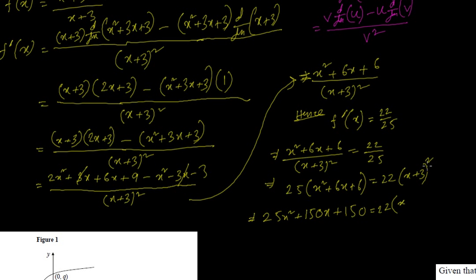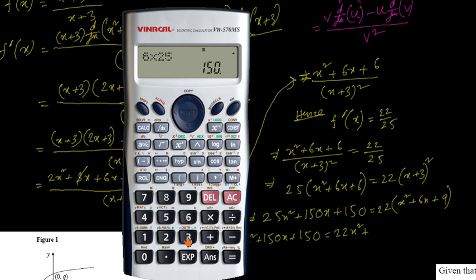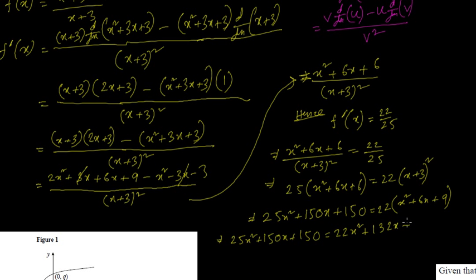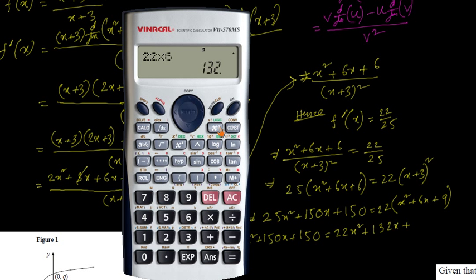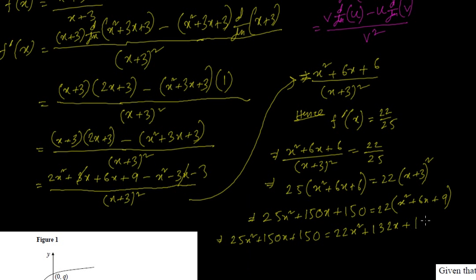So a plus b whole squared, x plus 3 whole squared, is x squared plus 6x plus 9. So this is going to be 25x squared plus 150x plus 150 equals 22x squared plus 22 into 6, which is 132, so 132x, plus 22 into 9, which is 198. Let's bring everything to the same side.